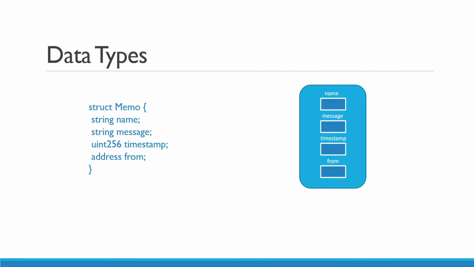I want to illustrate all those data types so that you can easily grasp the smart contract. The first data type that we are going to create is of struct type, and this struct is a memo. This memo struct is going to have the name of the memo, the message that you want to send, the time at which this memo was created, and the address from which this memo was generated. So this memo, as you can clearly see, will have name, message, timestamp, and from, which will look something like this in the memory of our smart contract.